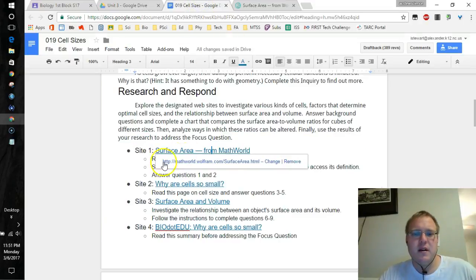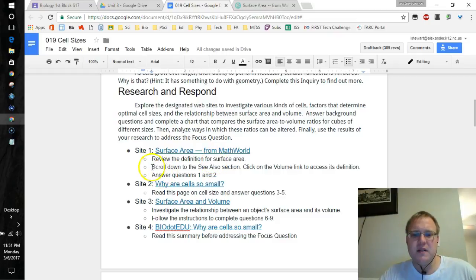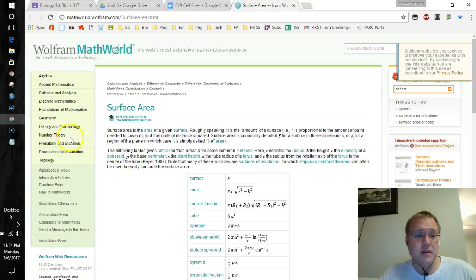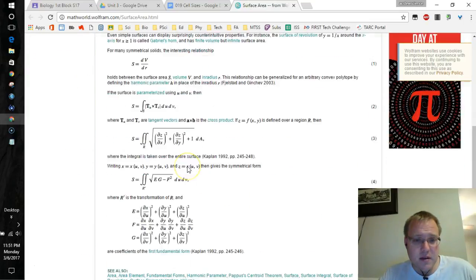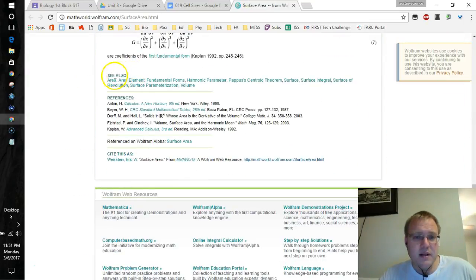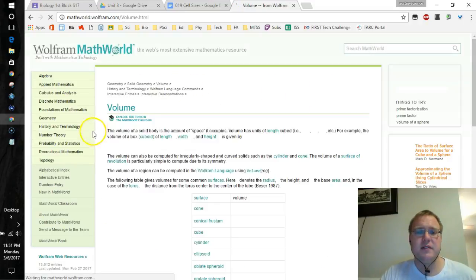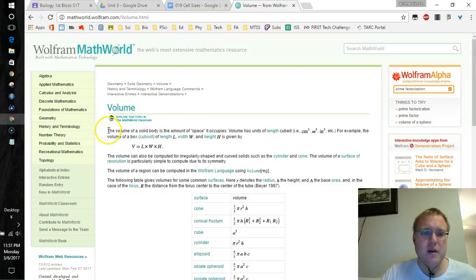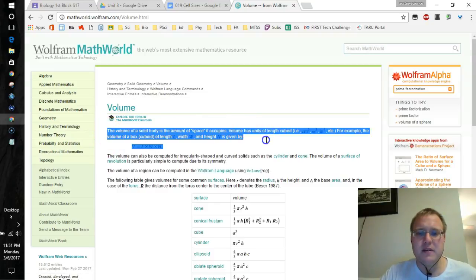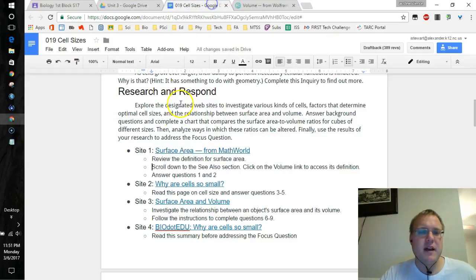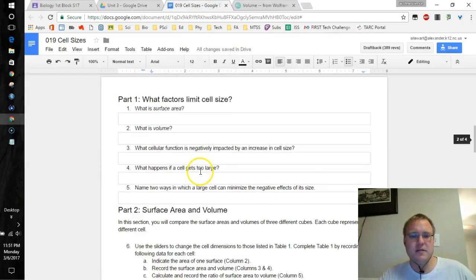When you go in there, it says review the definition for surface area, and then scroll to see also volume. So we go to see also, which is down here, see also volume. We click on that and look at the definition of volume. And we see that the volume is length times width times height. And so you can define those in answers 1 and 2.